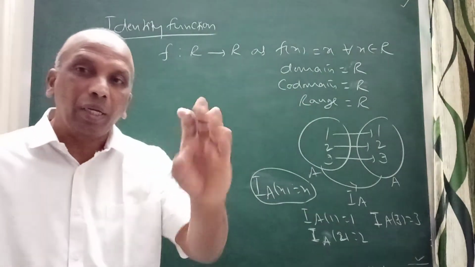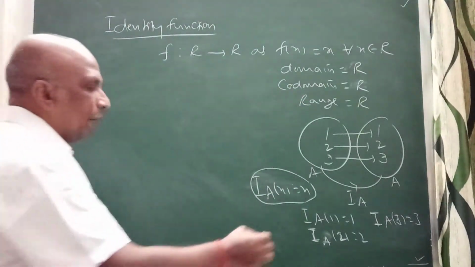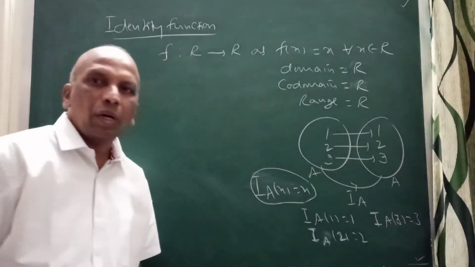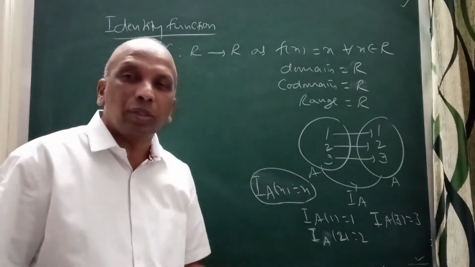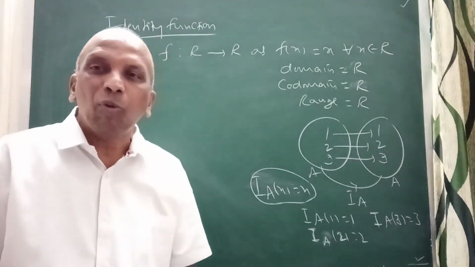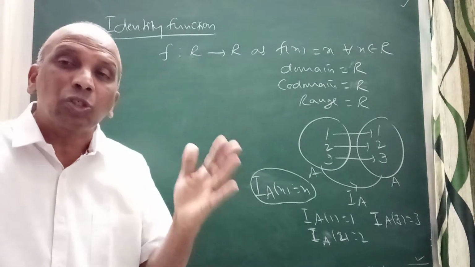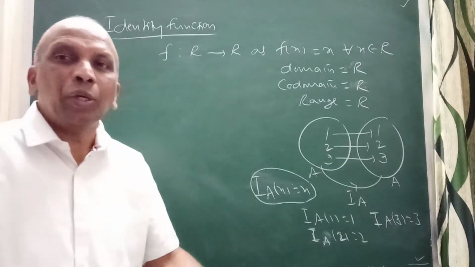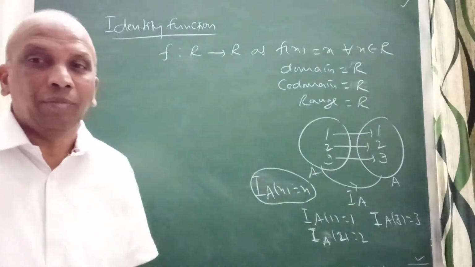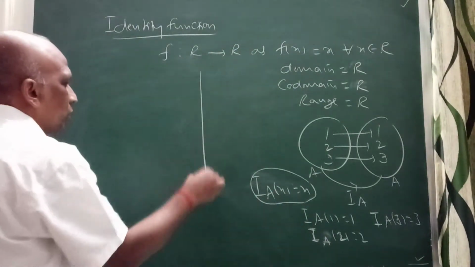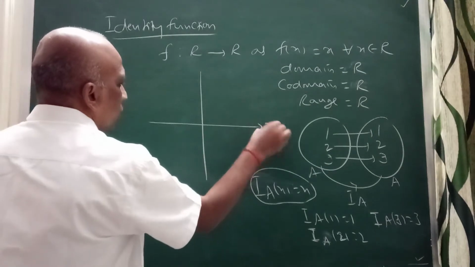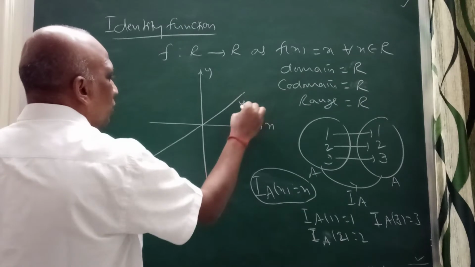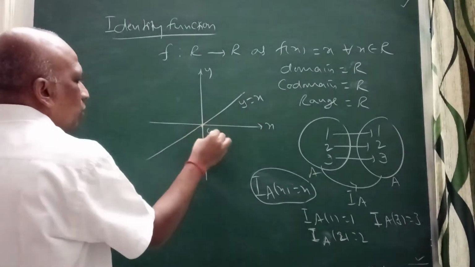What is the geometrical meaning of this? See the ordered pairs. What ordered pairs will you get? You will get (1, 1), (2, 2), (3, 3), which means x is equal to y. When x is equal to y, it gives a straight line. It passes through the origin. So the graph is a straight line passing through the origin, y is equal to x or x is equal to y.